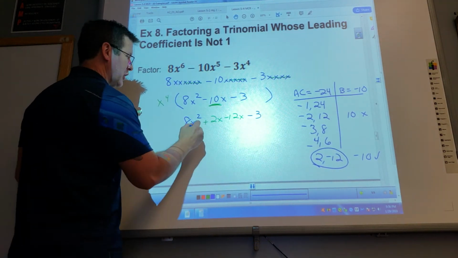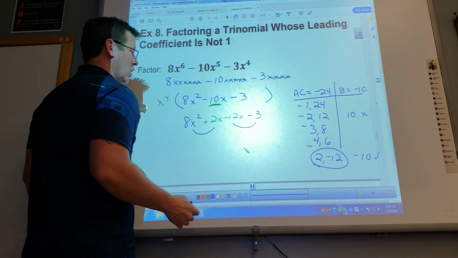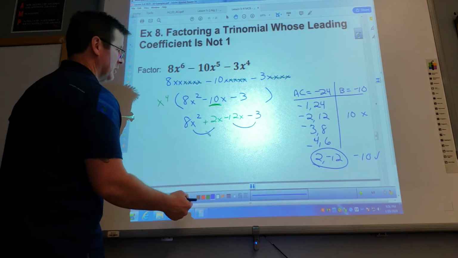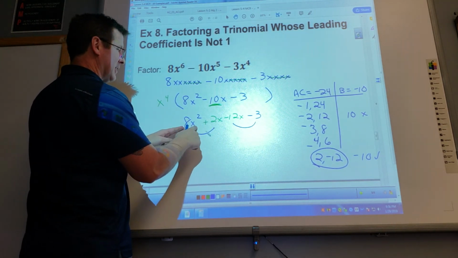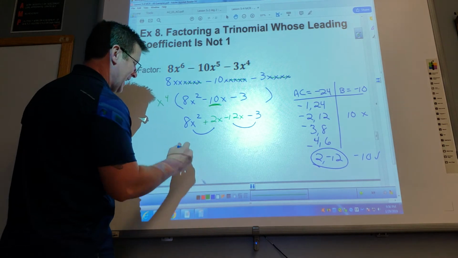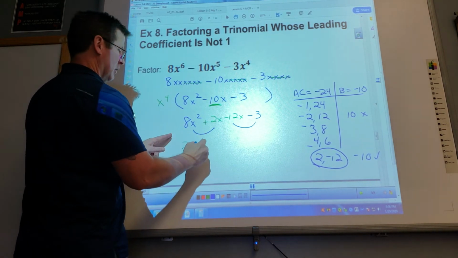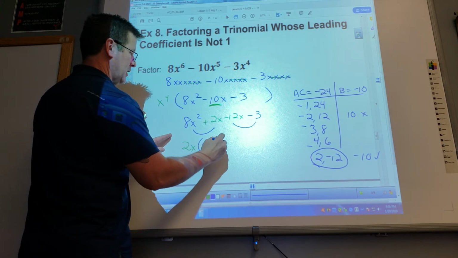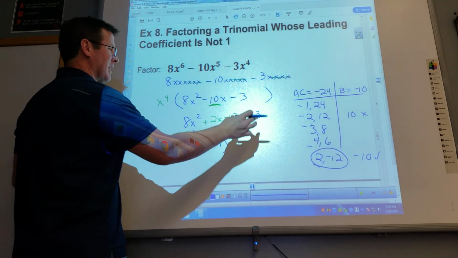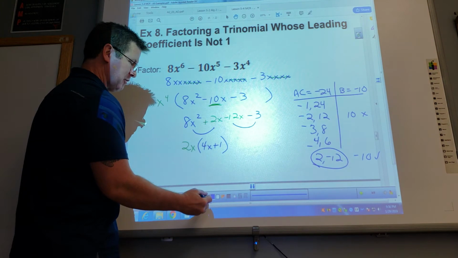Then, you're going to do factor by grouping. What can I take out from the first two? What goes in there, both number and letter? A 2 and an x. What's left over? 4x plus 1. If I do this right and take out the biggest factor here, I will see that common factor show up.